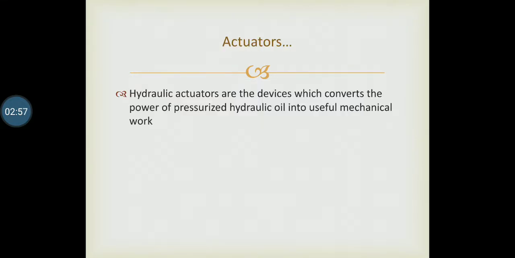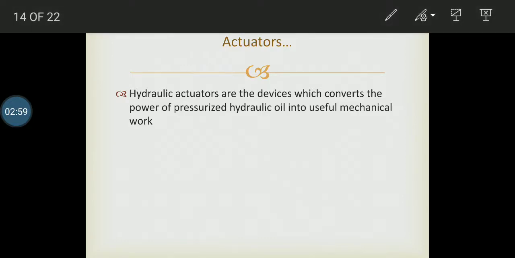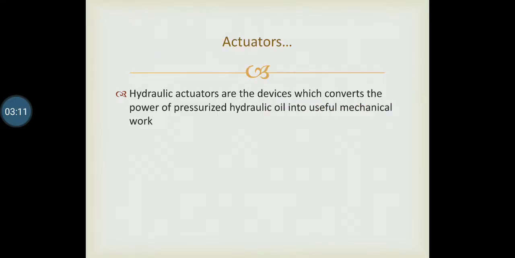Now we will move to the next topic, which is related to actuators. Actuators are the devices which convert the power of pressurized hydraulic oil into useful mechanical work. We have dealt with actuators in our last lecture, so we already know the function of the actuator, and we are just going to recap that. An actuator converts the pressure energy into mechanical energy, or useful energy.